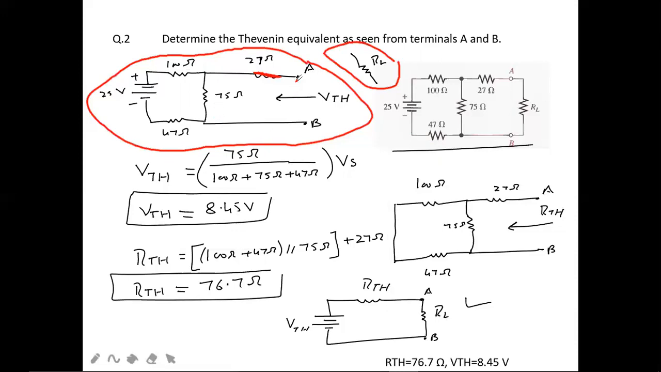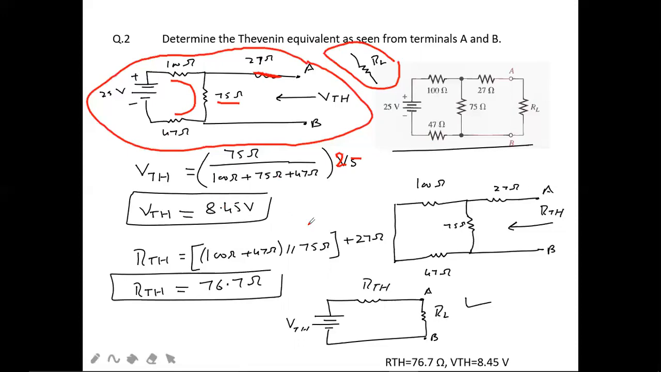So for the measurement of VTH across the A and B terminals, I removed the load. After removing the load, I can measure VTH by using the VDR rule, the voltage division rule, across the 75 ohms. Total voltage 25, multiplied by 75, divided by the total resistance 100 plus 75 plus 47. So the voltage across the 75 ohms is 8.45. This is the way of finding the VTH.